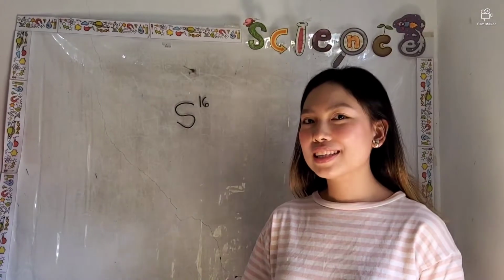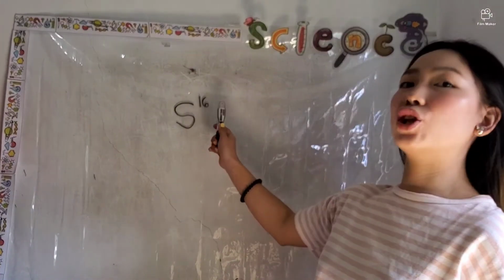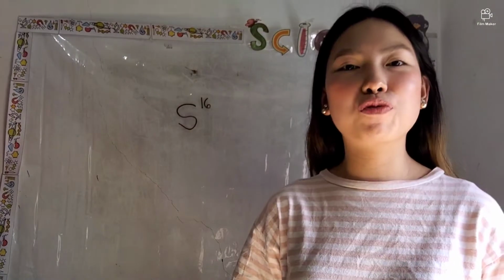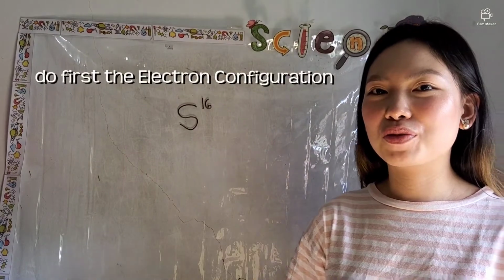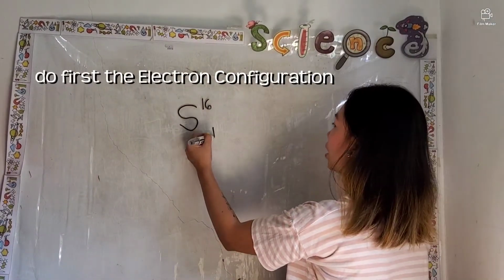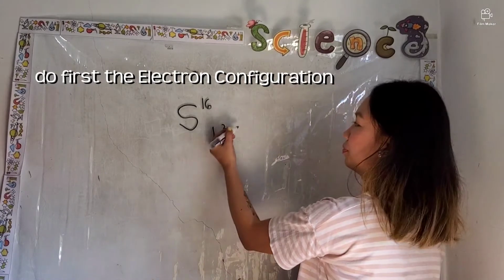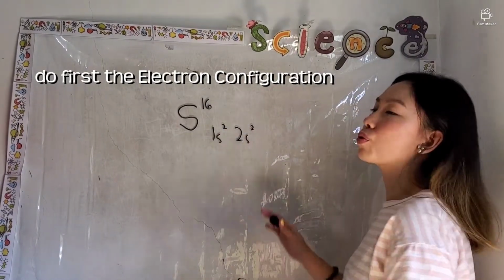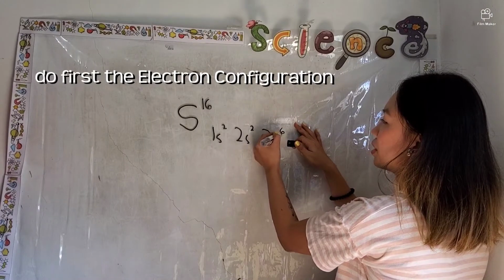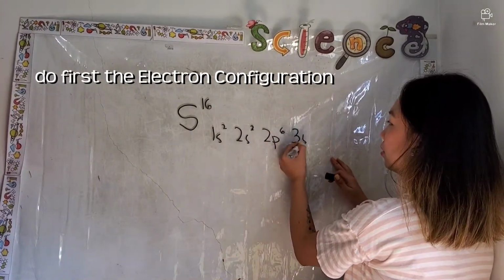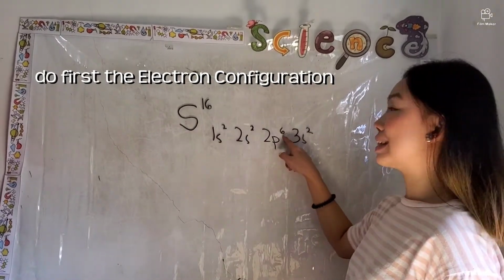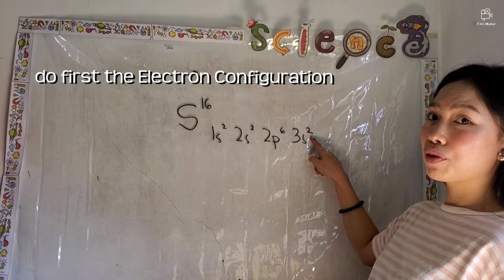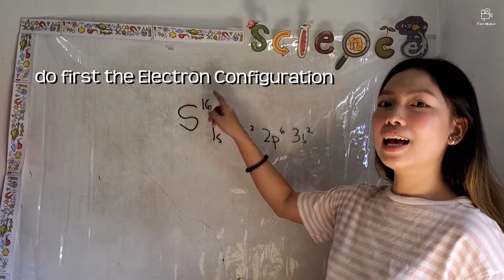Let's see. So let us use example S with atomic number of 16. S is for sulfur, sulfur 16. So let us make first the electron configuration of the element sulfur. So we have 1s2, 2s2, 2p6, 3s2. So bilang ka muna. 2 plus 2 is 4, plus 6, 10, plus 2 is 12. To make 16, kulang pa tayo ng 4.